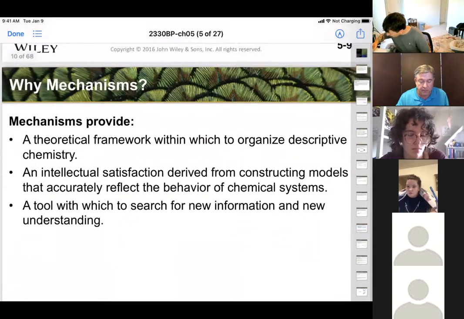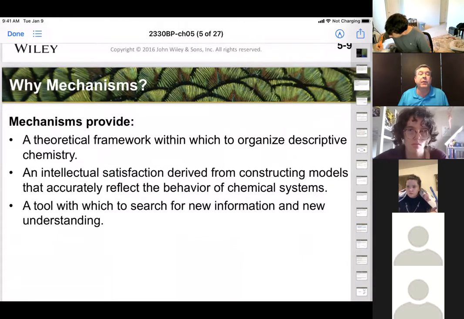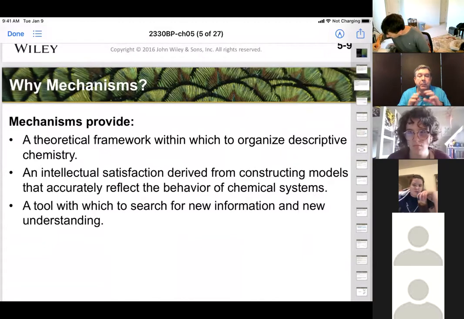Okay. So one of the reasons we do this is it just helps us understand what's happening. And by building a set of rules that says this reaction is going to follow this set of rules and have it react time and time again in that way, it's intellectually satisfying that we've come up with the rules that these chemicals are going to follow, not because we told them to, but because they just do.